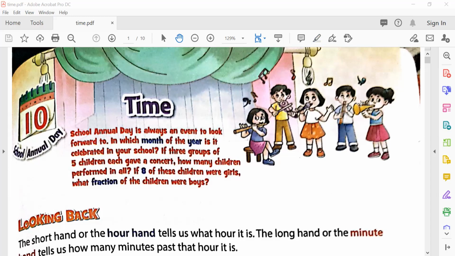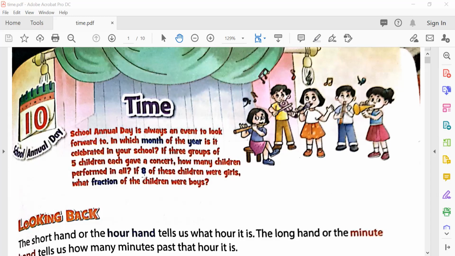There are five children and there are three groups. So how many children will be there in all? 15. Yes, you multiplied. If eight of these children were girls, what fraction of the children were boys?